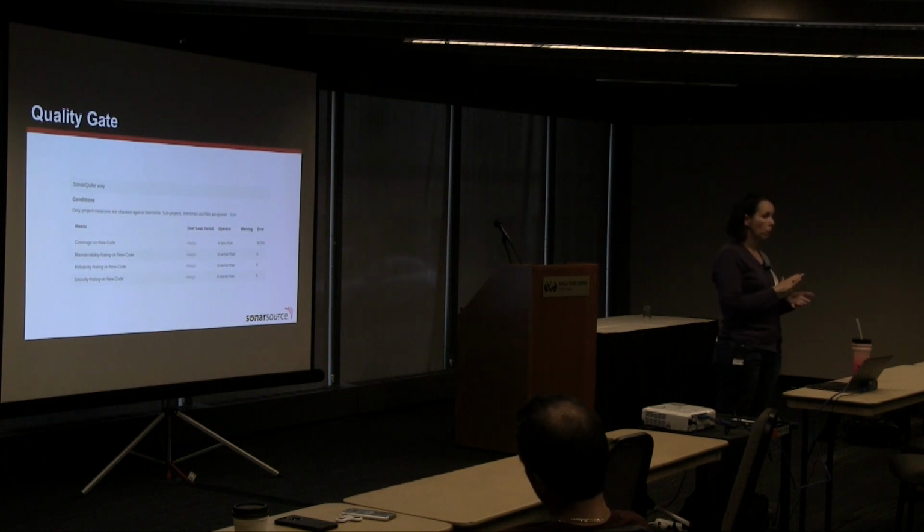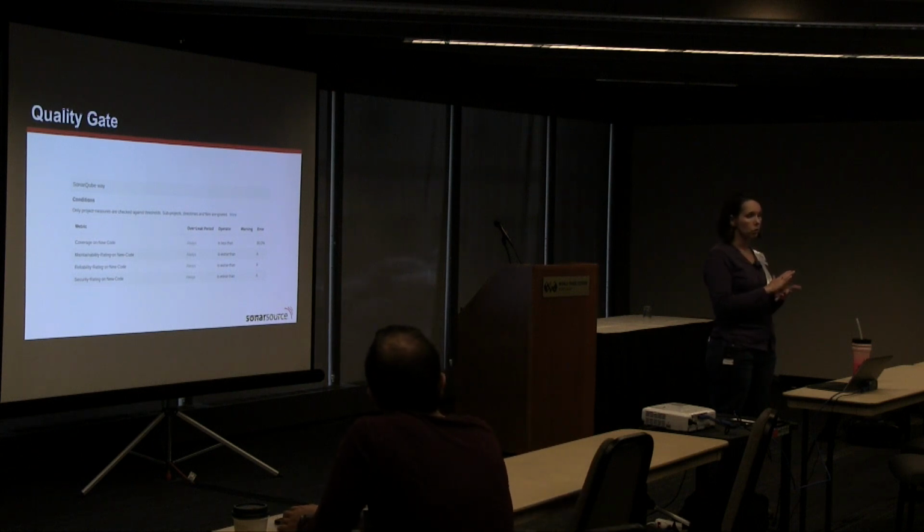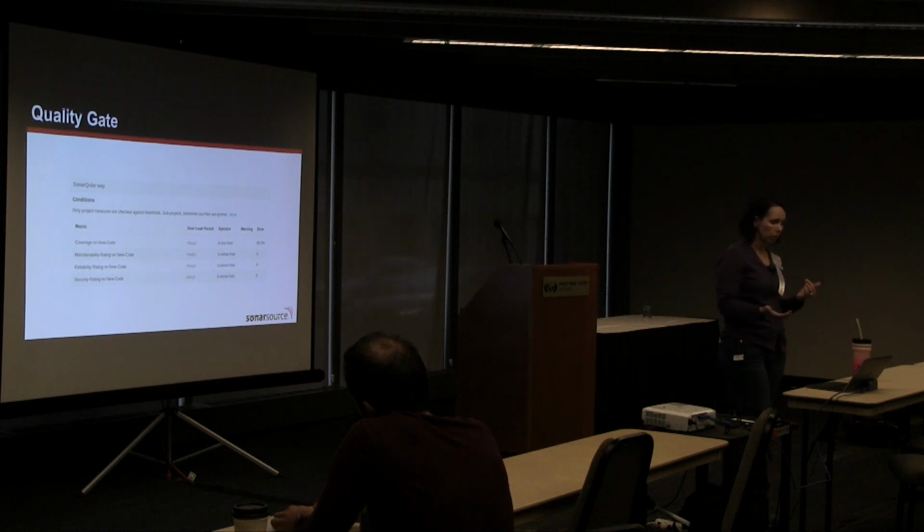By default, what we recommend is that you have at least 80% test coverage on new code, that you have ratings for maintainability, reliability, and security of A. And I think we've added another condition to the quality gate, which is duplication below 3%. That's what we recommend by default.